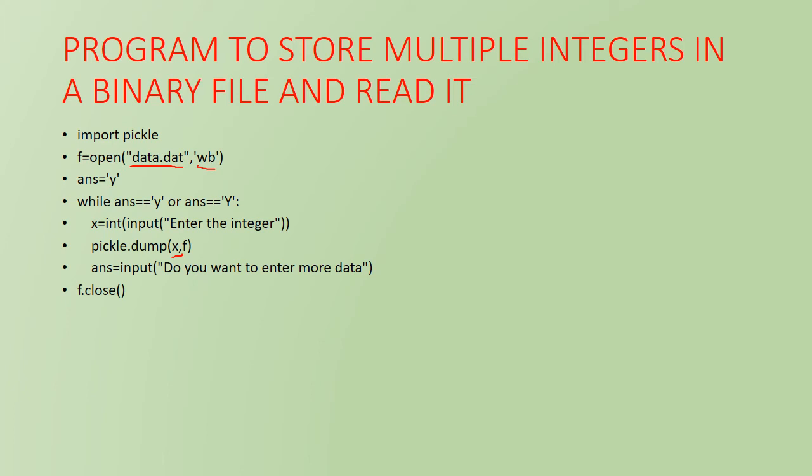Now we can read it. What function do we want to use for reading? We are using the other function called the load function. So here we open it in the rb mode, that is the read mode. While True, since it is true, we wanted to continue it. y equal to pickle.load(f). Inside it we wanted the file object, so print y.